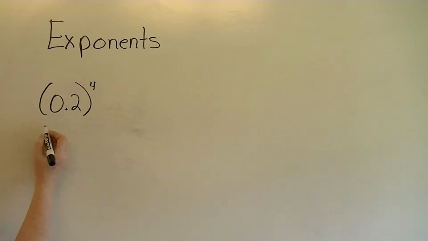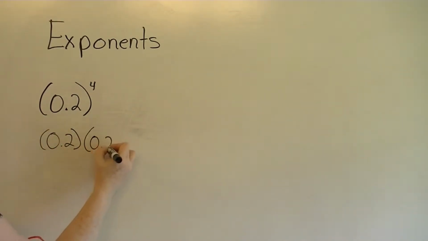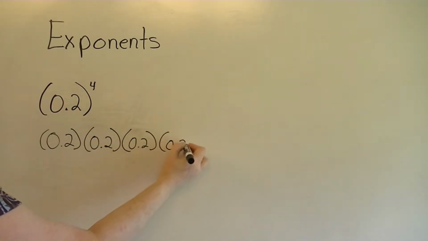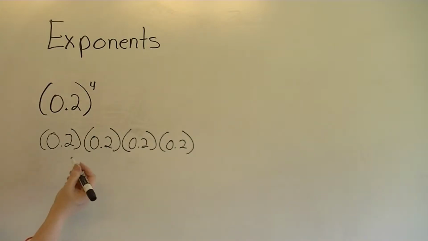What this means is there are 4 of these and they're all multiplied. How I like to think of it is 2 times 2 is 4, times 2 is 8, times 2 is 16.